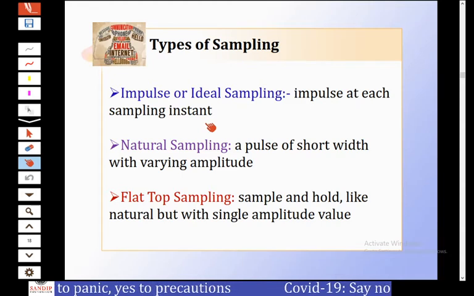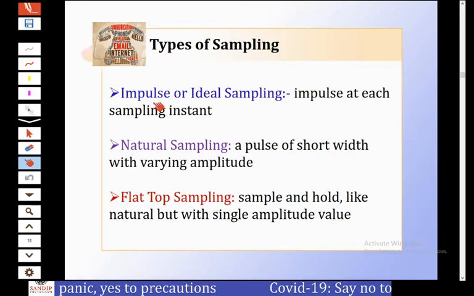So here there are three types of sampling. Basically, there are two types: one is ideal sampling, and another one is practical sampling. But this practical sampling is divided into two parts. The first one is natural sampling and the second one is flat top sampling.